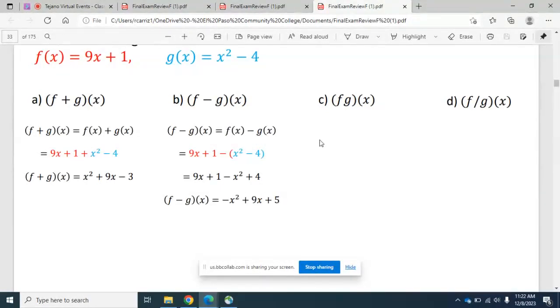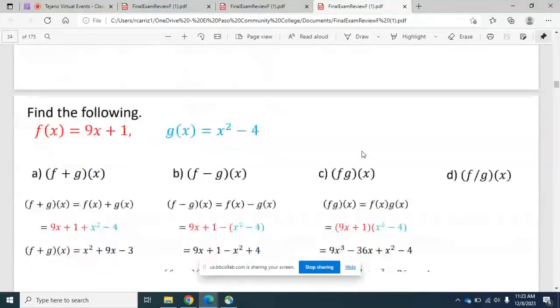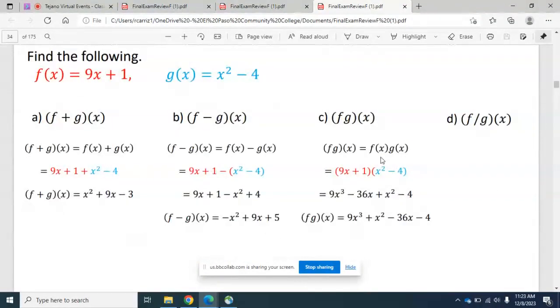Okay, let's do c now. What this syntax says is fg. This means when we have two things next to each other without a symbol, that means multiplication. I'm going to multiply function f with function g. But I like to rewrite it with what I'm doing. This means that I'm just going to multiply function f with function g, and then I just substitute. Function f of x is the 9x plus 1. Function g of x is x squared minus 4.